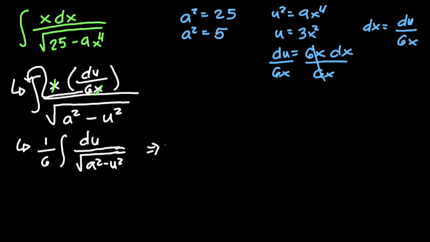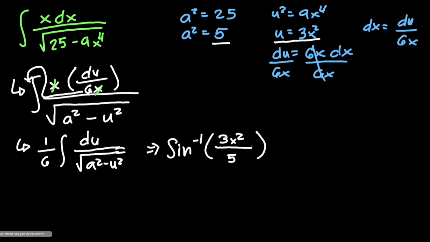So it would become arcsin, or simply sine raised to the power of -1 if you want to save some space, multiplied by u, in this case 3x squared, because this was the assigned one, over a here which is 5. So it would be 3x squared over 5 plus c. Wait. This should also be multiplied by 1 over 6 because you have 1 over 6 outside the integral.